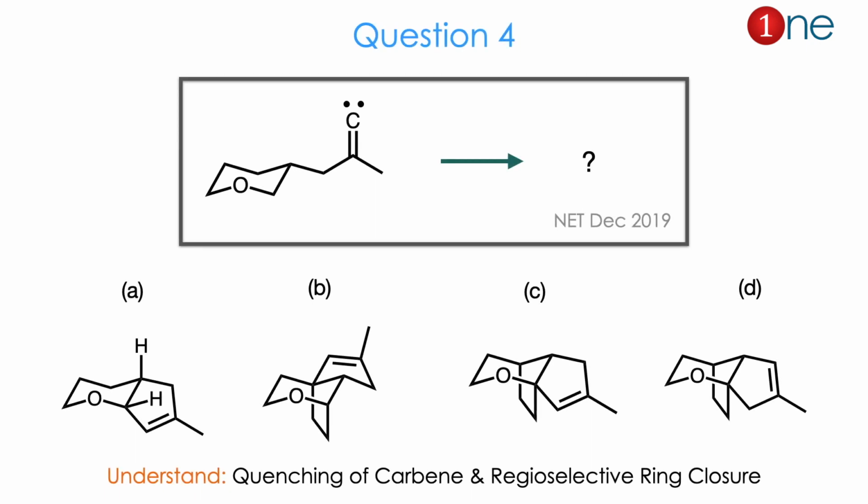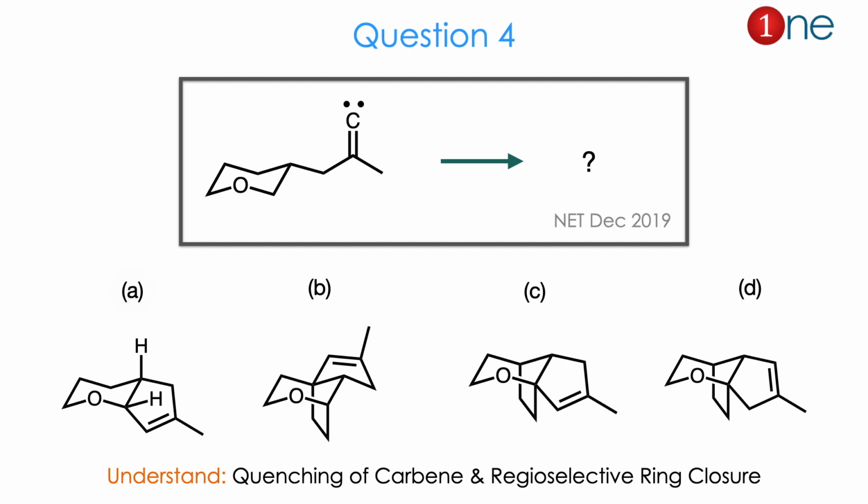Then question number 4. The starting material is cyclohexane with oxygen. It's a hetero 6-member ring and you have the carbene in the side chain. They ask you to find the product. There is no reagent because carbene is reactive, particularly it is an intermediate. So they ask how you quench the carbene. The carbene is quenched by attacking the ring.